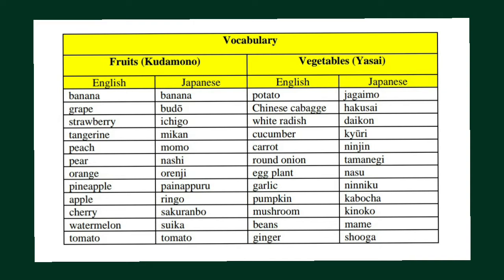Vegetables: yasai. Potato, jagaimo. Chinese cabbage, hakusai. White radish, daikon. Cucumber, kyuri. Carrot, ninjin. Round onion, tamanegi. Eggplant, nasu. Garlic, ninniku. Pumpkin, kabocha. Mushroom, kinoko. Beans, mame. Ginger, shoga.